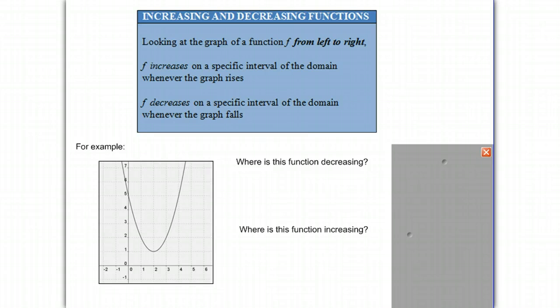For example, if we look at our graph down below right here, we see a parabola, which is a quadratic function, and the question is, where is the function decreasing? You should notice that it's decreasing going from left to right from negative infinity, and it keeps coming down until we get to this point right here at x equals 2 and y equals 1. So this is the interval where it is decreasing.